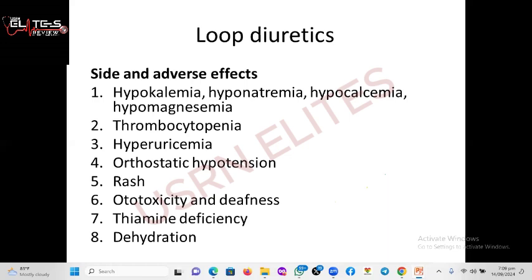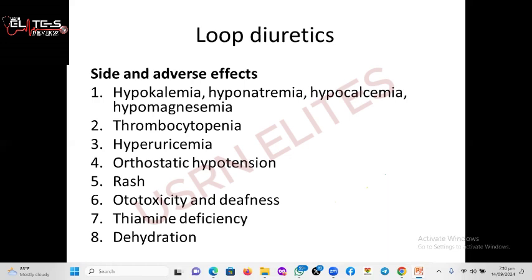Now, when it comes to the loop diuretics, one of the main things I want us to take note of is the potassium level, because they are potassium wasting, okay? They are potassium wasting. And so if they are potassium wasting, what it means is that they get potassium out of the system. And so if you are giving your loop diuretic, potassium is something that you need to pay much attention to, okay? So you need to monitor potassium level.